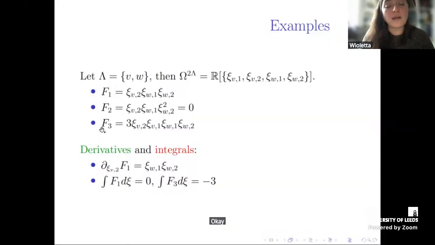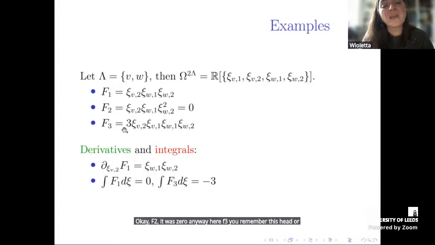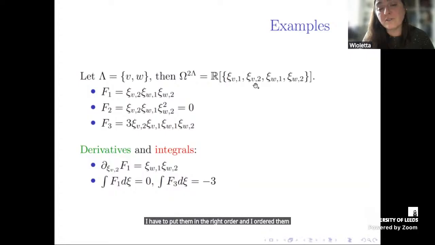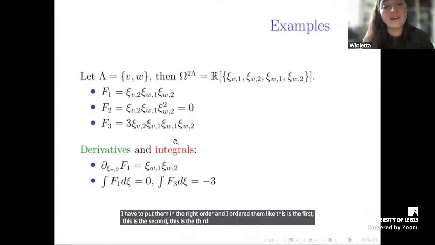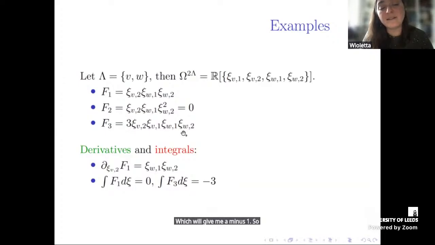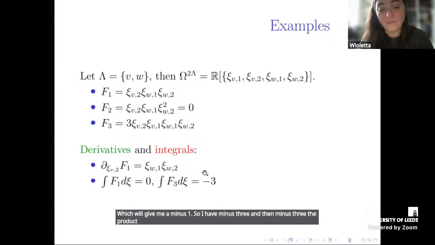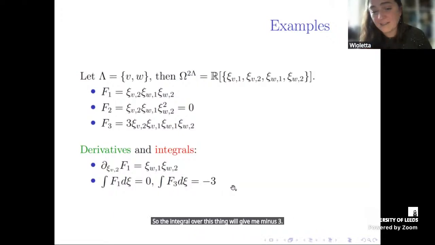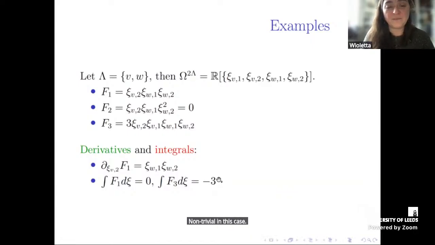Okay, F2, it was 0. Anyway, here F3, you remember this had all the generators, right? I have here the number 3, but the integral will give me a -3 because they're not in the right order yet. I have to put them in the right order, and I ordered them like this is the first, this is the second, this is the third, this is the fourth. And here, to be in the right order, I have to make 1 switch, which will give me a -1. So I have -3, and then the product over all the monomials. So the integral over this thing will give me a -3. Just non-trivial in this case.